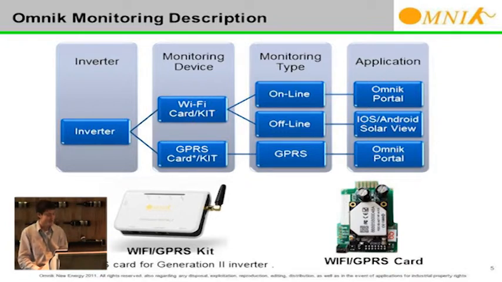The fourth difference is that the Wi-Fi card supports offline monitoring. It means that users can use their laptop or smartphone to communicate with the card directly. They don't need the internet to monitor the running status of the inverter. So for the Wi-Fi card, the internet is optional. They can use the online mode or the offline mode at the same time. But for the kit, the internet is necessary.